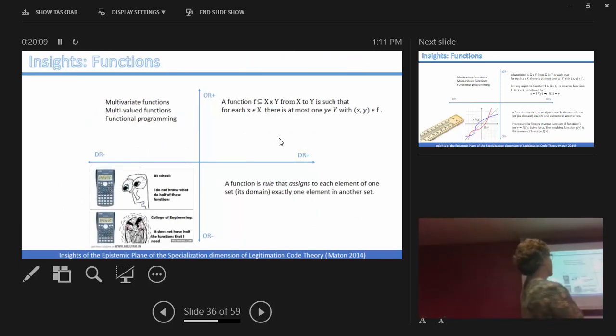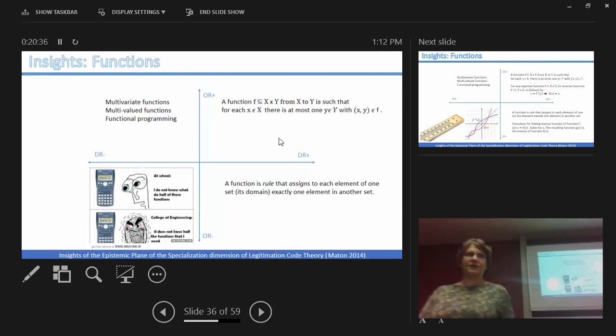Functions. So functions, unfortunately, for some, it's the calculator. So at school, all they seem to do is plug into the calculator, and I like this quote that says here, I don't know what half of these functions do. Whereas when they get to university and engineering, it seems like half of the functions they need are actually not on that calculator.